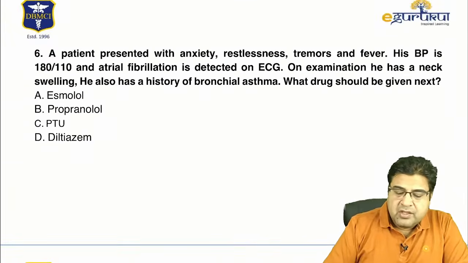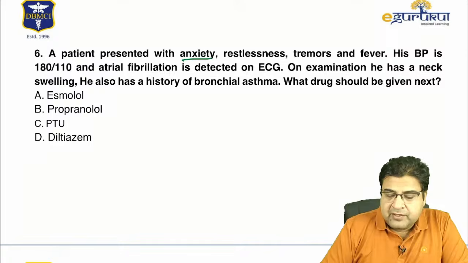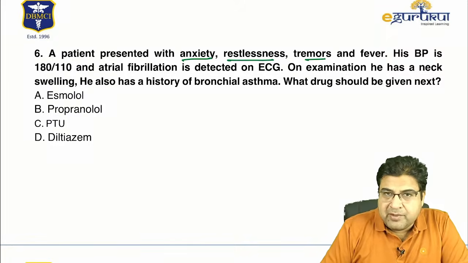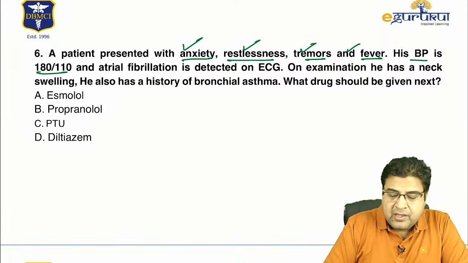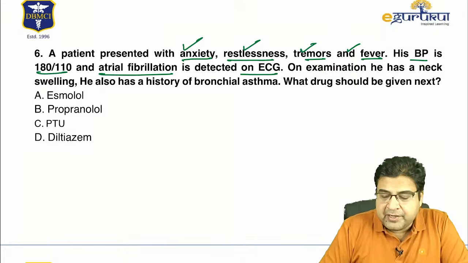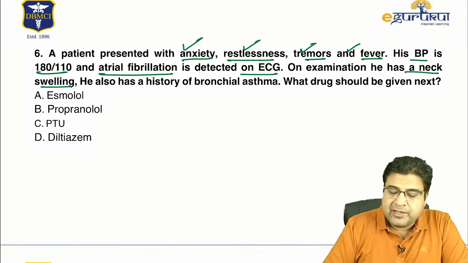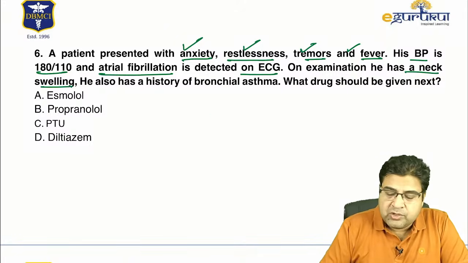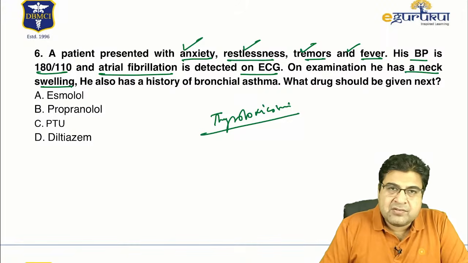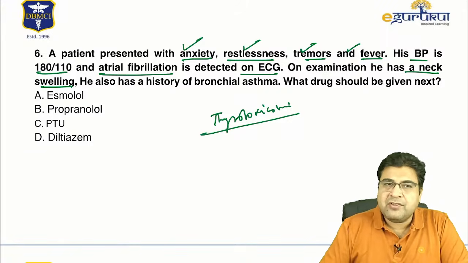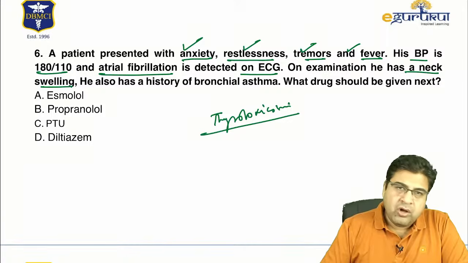Question number 6. A patient presented with anxiety, restlessness, tremors, and fever, and BP is very high. The patient has some arrhythmia detected on ECG. Now he has a neck swelling. So guys, it's a clear-cut case of thyrotoxicosis. Because of the neck swelling, the patient has anxiety, restlessness, tremors, fever, high BP, atrial fibrillation, all these symptoms.